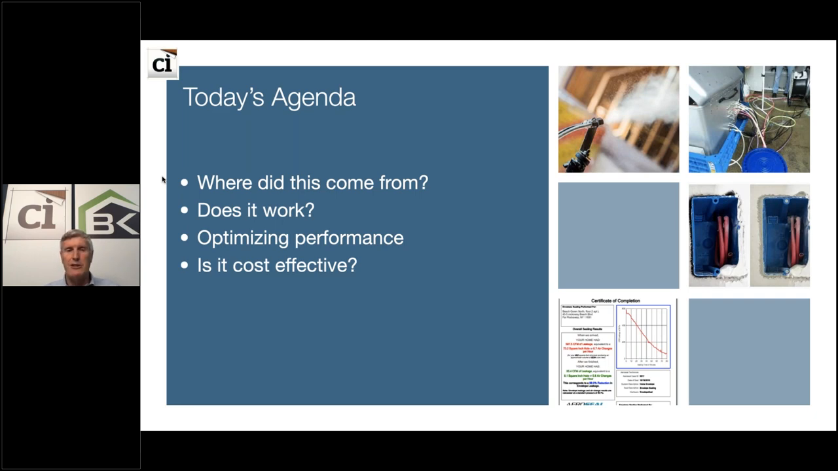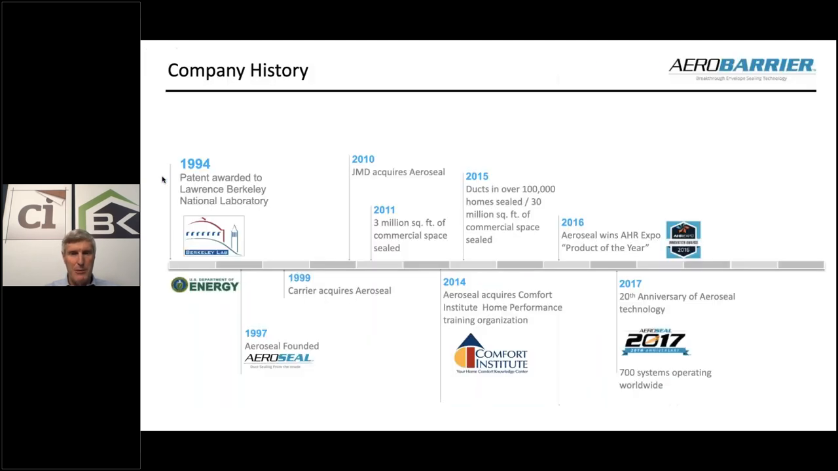But really the crux of today is to think about optimizing performance using AeroBarrier and helping you determine whether it's cost effective or not, which means it's going to be a bit of an assignment for everybody on the call to actually do some math and work this out for your own houses to see if this makes sense.